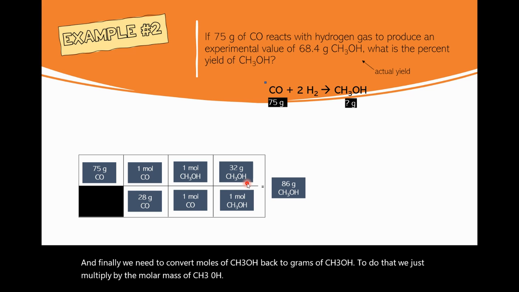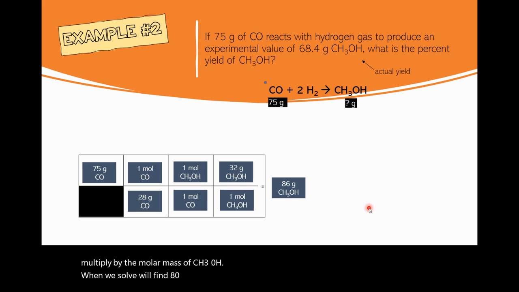When we solve, we'll find 86 grams of CH3OH, but we're not done yet. This is our theoretical yield. So now we can plug everything into the formula.